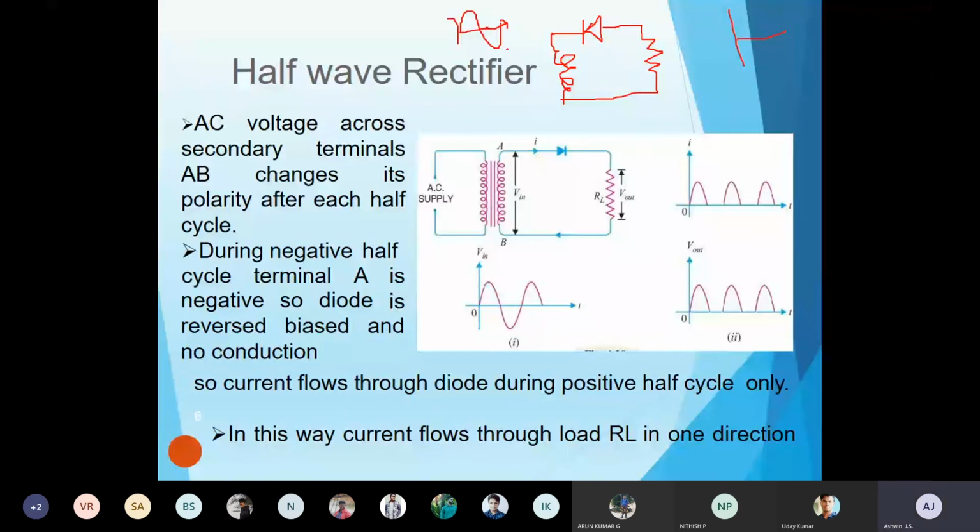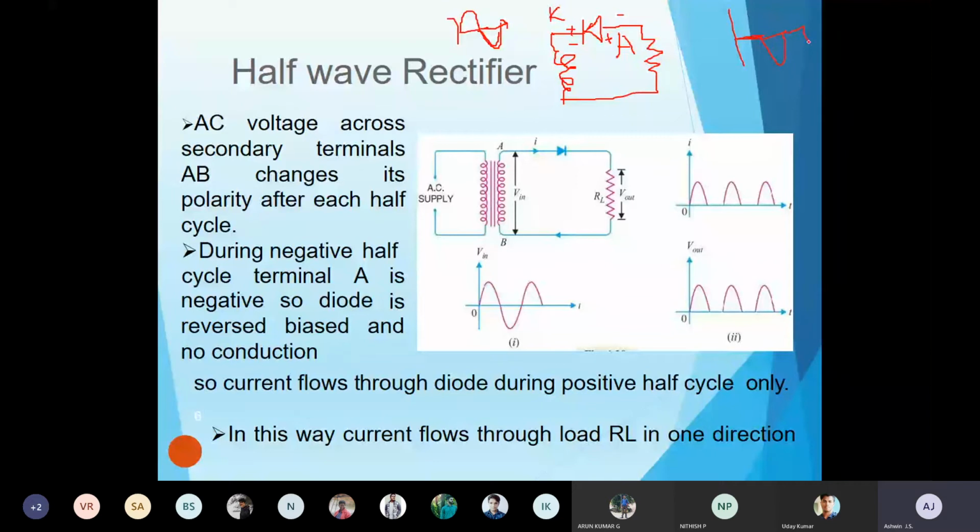So during positive, this is anode and this is cathode. Here it will be plus and here it will be minus. So is it forward or reverse bias? Yes, reverse bias. So during the reverse bias, there is no conduction, so it will be 0. And during the negative, here it will be minus and here it becomes plus. At that time it is forward bias, so I am conducting the negative half cycle. So this is how the graph will look.